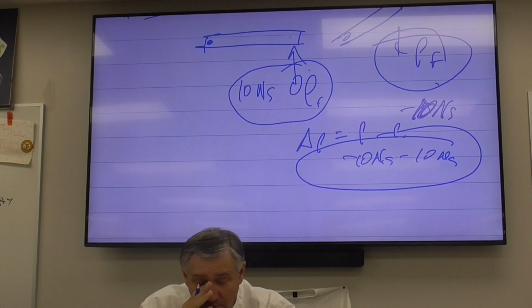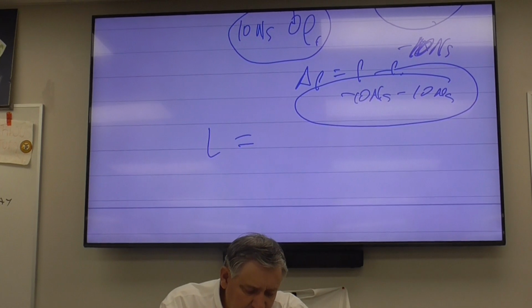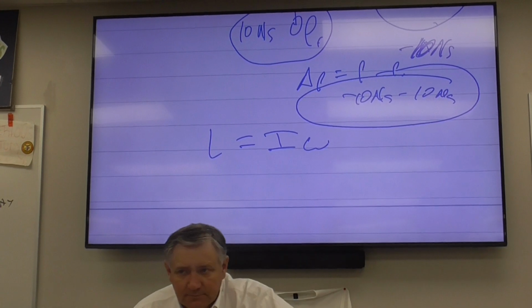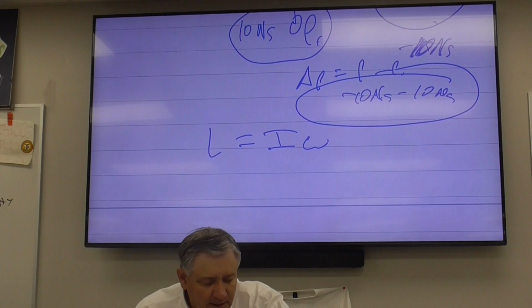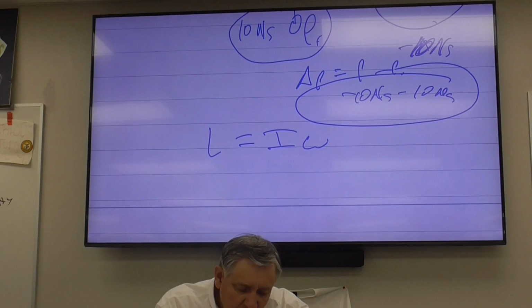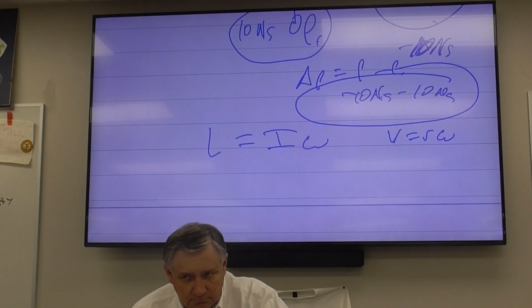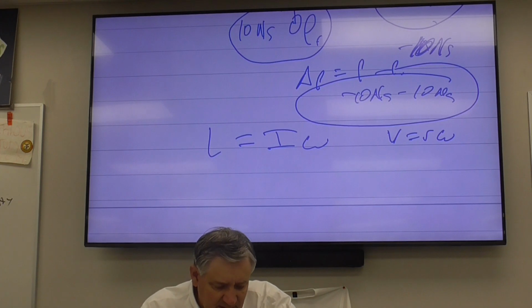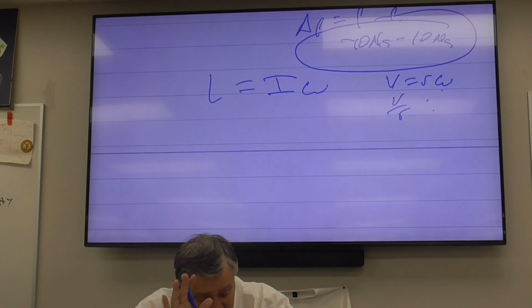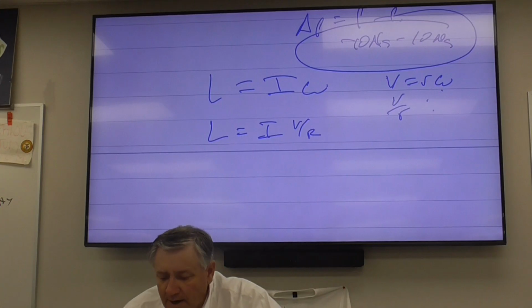Now, this is where momentum meets angular momentum. Angular momentum equals I omega. True? Cool with this. Now, here's where this gets a little bit wonky, but not bad. You also know V equals R omega. True? So if I solve this for omega, I get V over R. And there's a method to my madness, and you'll see why this is going to play out large. So this is going to be I times V over R.